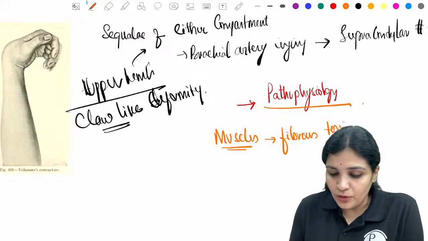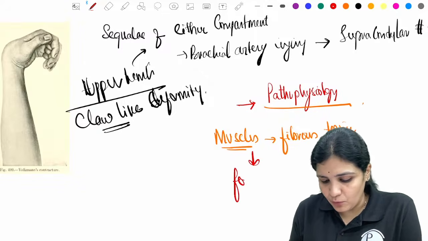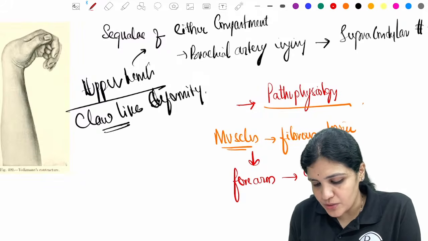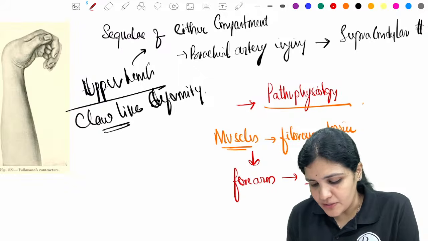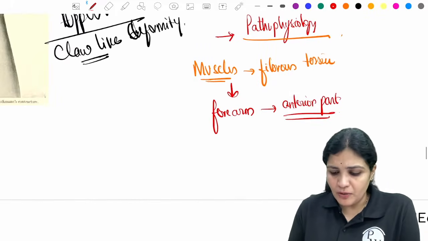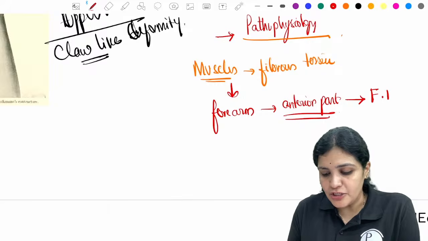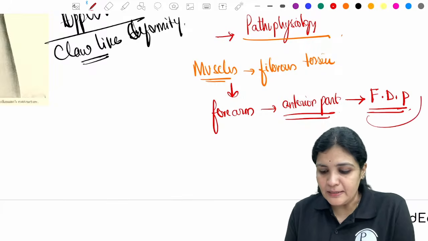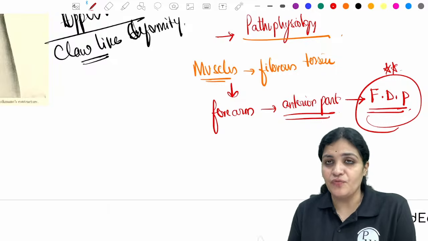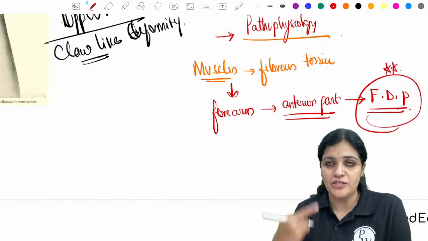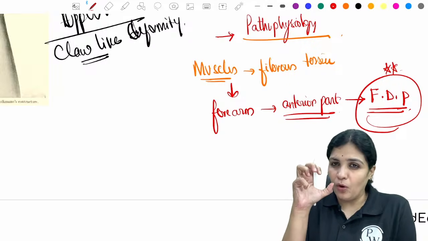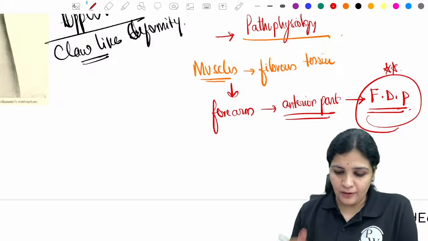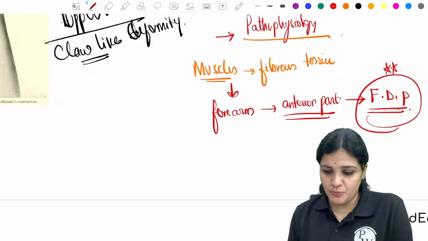And I've already told you, in the forearm only the anterior compartment mostly goes into compartment syndrome. Because of this, the flexor digitorum profundus is the muscle which usually converts into fibrous tissue, hence pulling all the fingers like this. So hence it is like your claw hand. So this is the pathophysiology which is happening.